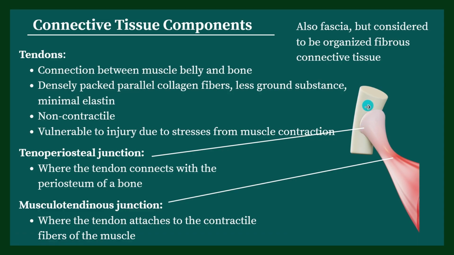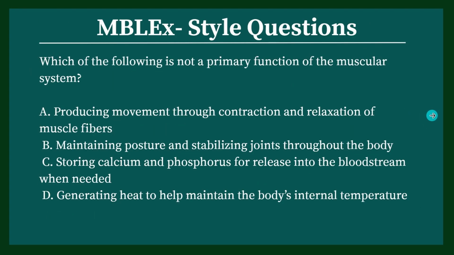So we have the tenoperiosteal junction. Periosteal, that's the periosteum of the bone. That's the outside coating of the bone. So the tendon attaches to the bone at the tenoperiosteal junction. Very easy. And at the musculotendinous junction, that's where the pink stuff attaches to the white stuff on the bone. That's what they call the musculotendinous junction. So very simple definitions for very big, scary words. And we're done with that section.